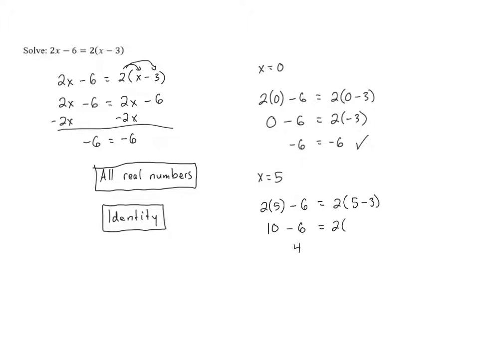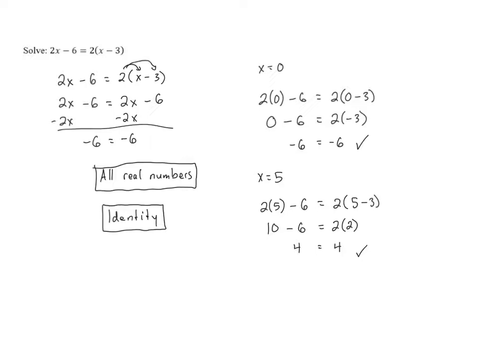On the right, we've got 2 times 5 minus 3. We know 5 minus 3 is 2. And when we multiply, 2 times 2 is 4. Because we end up with the same number on both sides, we know that that number is a solution. So that tells us that x equals 5 is also a solution. If you pick another number, x equals 2, x equals 100, x equals negative 999, all of them will end up checking. And that's because all real numbers are solutions. So in this case, that's why we write all real numbers.